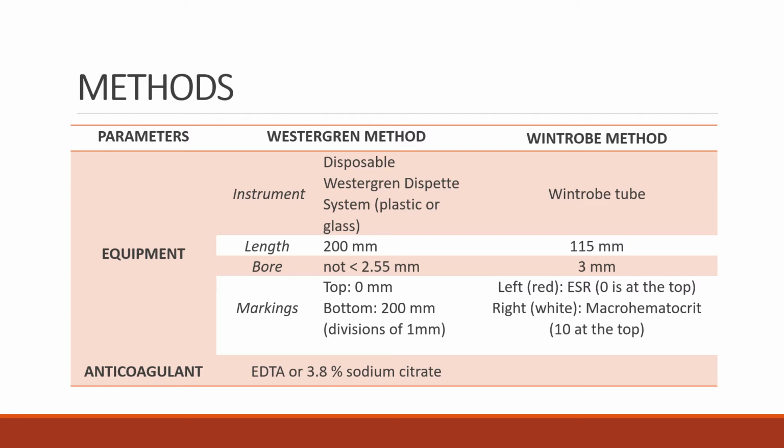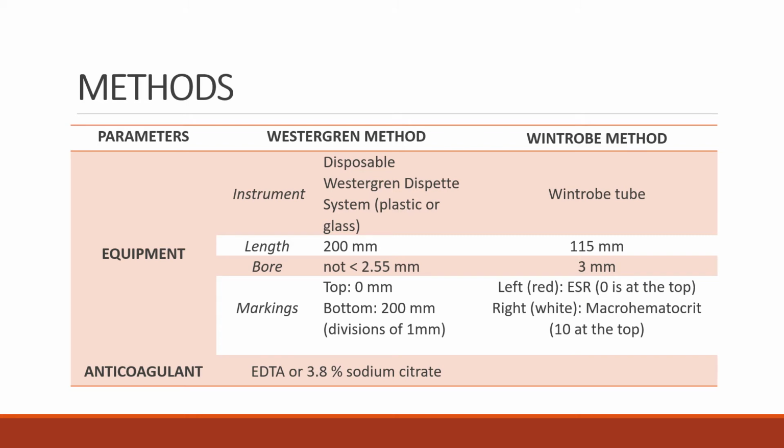For the Winthrop method, the instrument used is the Winthrop tube, which is also the same tube that we use for the macrohematocrit method. The length of the tube is 115 millimeters, which is shorter compared to the Westergren method, and the bore of the tube is 3 millimeters. In terms of the marking for the Winthrop tube, the left portion of the tube, which is characterized by red-colored markings, starts at 0 at the top, and this marking is used to interpret the result for our ESR.